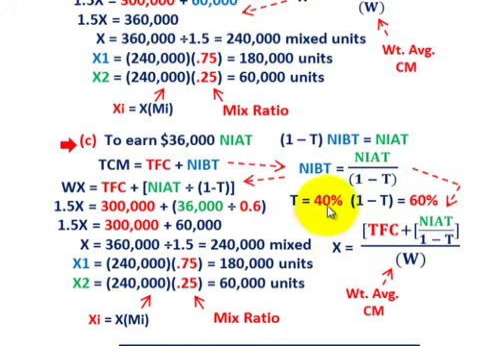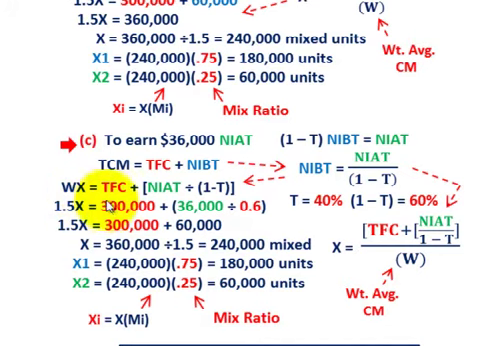So let's go back and plug that into our problem. WX, that's our total contribution margin, W times X, equals our total fixed cost plus the net income after taxes divided by 1 minus the tax rate. We substituted net income before taxes based on net income after taxes divided by 1 minus the tax rate.